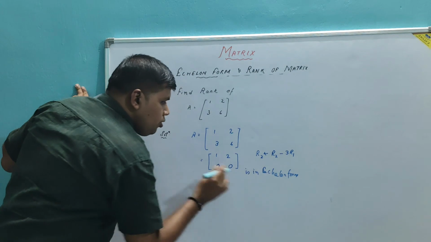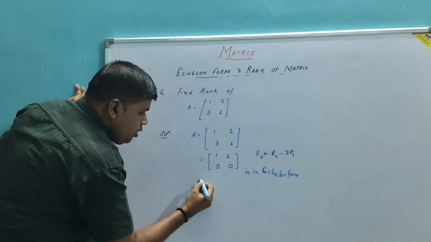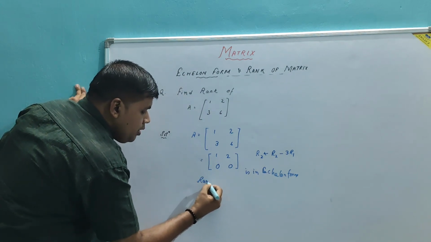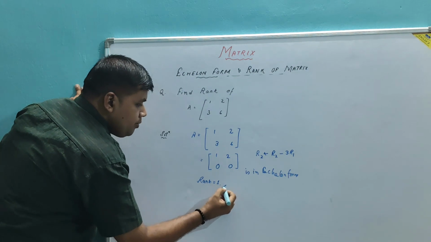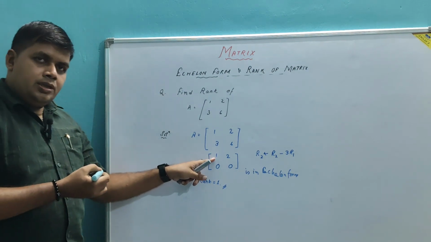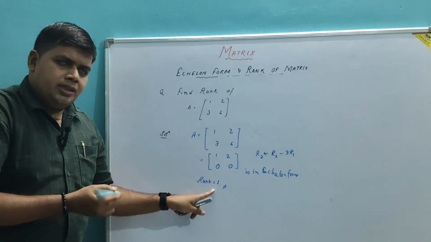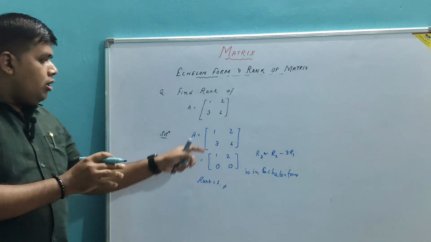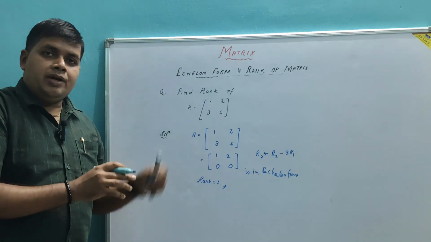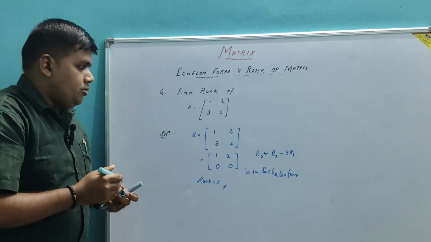And how many non-zero rows are there? So only one non-zero row. Therefore, the rank is equal to 1. Only one non-zero row is there, and therefore rank is equal to 1. It is a very simple example just to show how we can find the rank of a matrix.